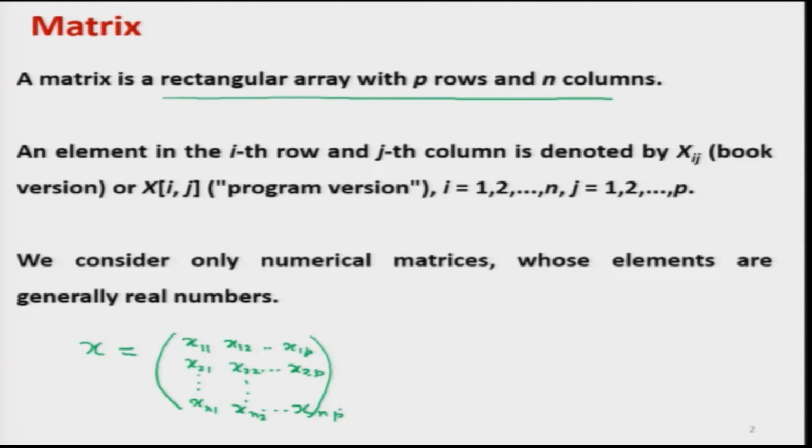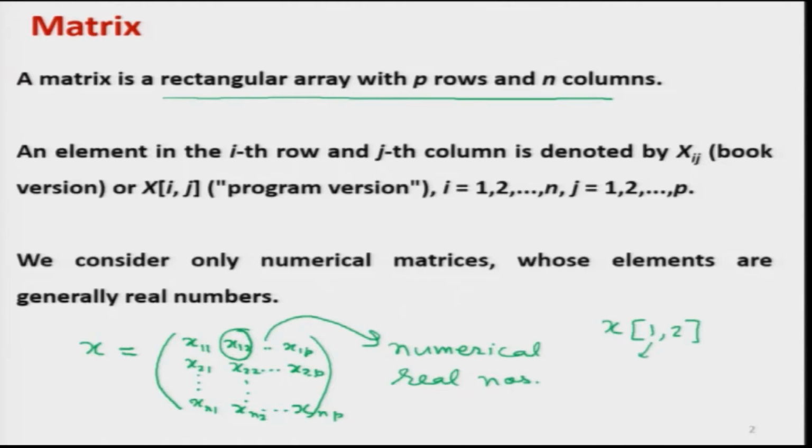So, this is here a matrix, and we are going to assume that all these values are numerical values, they are real numbers. So, all these entries in the matrix are real numbers. And if I want to denote a particular element, for example x12, it is going to be denoted like x1 comma 2. That means this is the element in the first row and the second column.